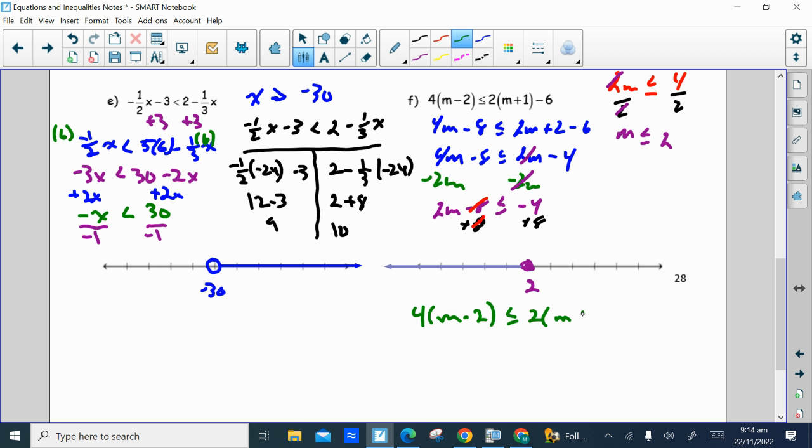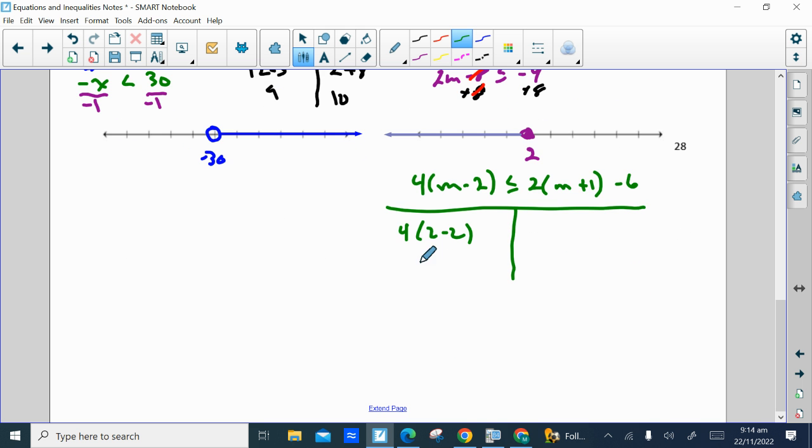Always start with the original expression. And I'm going to let m equal 2. So on the left, inside the brackets, 2 minus 2 is 0. 4 times 0 is 0. On the right, when m equals 2, inside the bracket, 2 plus 1 is 3. 2 times 3 is 6. And 6 minus 6 is also 0.